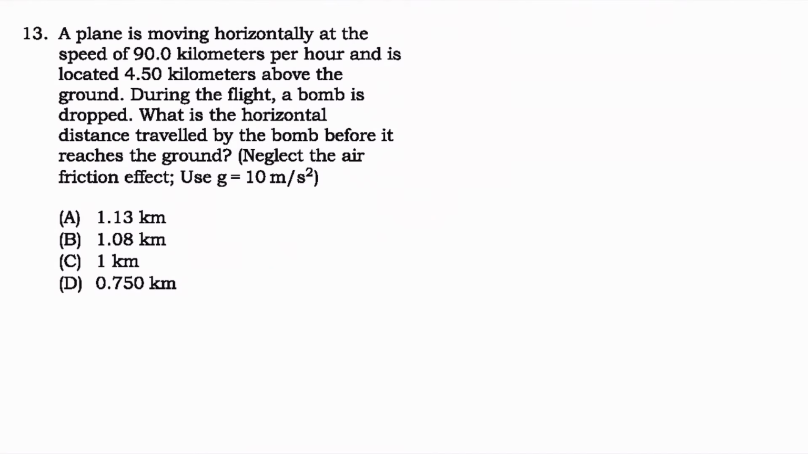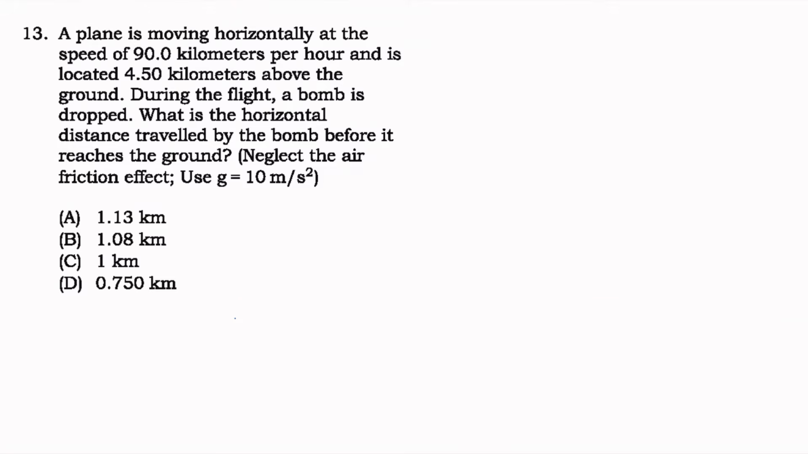Letter A. A plane is moving horizontally at speed of 90 kilometers per hour and is located 4.5 kilometers above the ground. During the flight, a bomb is dropped. What is the horizontal distance traveled by the bomb before it reaches the ground? Neglect the air friction effect and use gravity is equal to 10 meter per second squared.